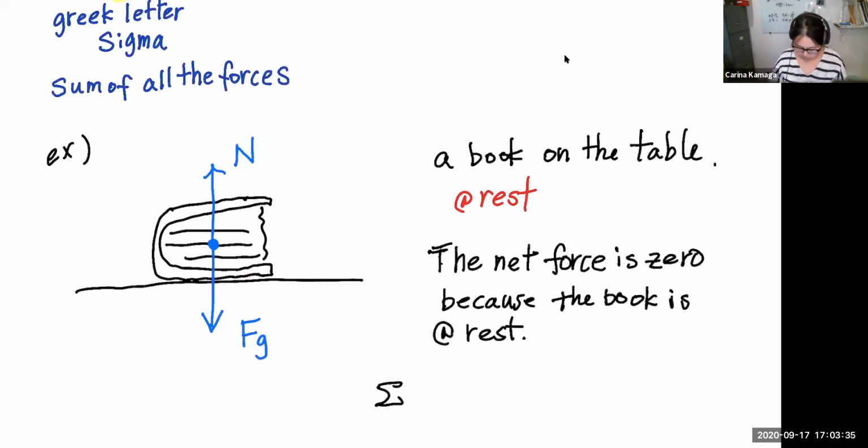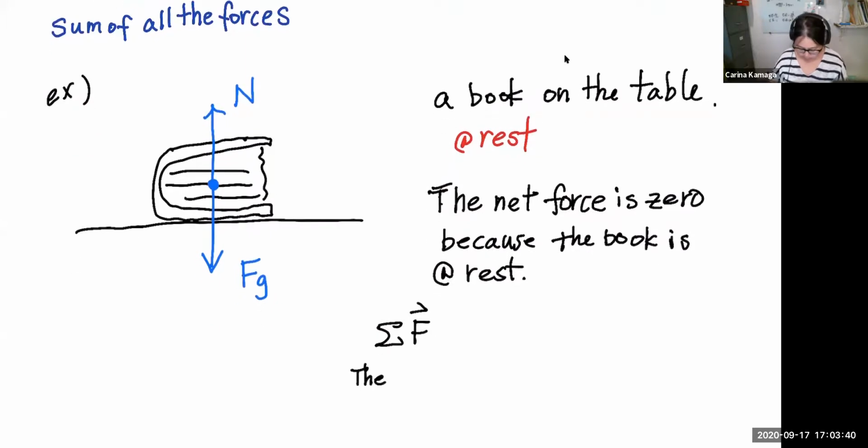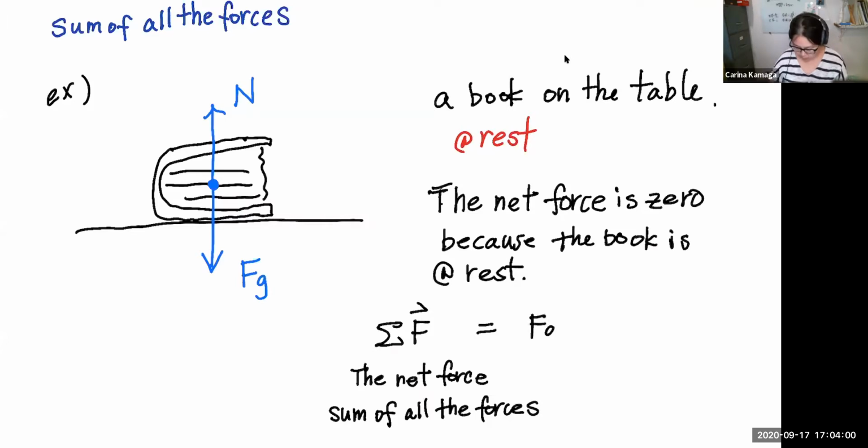So I can write this like this using the symbol that we just used here. This means the net force, which is also the same thing as the sum of all the forces exerted on the book, right? Is equal to gravitational force plus the normal force. Okay, and when I draw the arrow on top of the symbol of Fg and N, that means it's a representation of a vector.